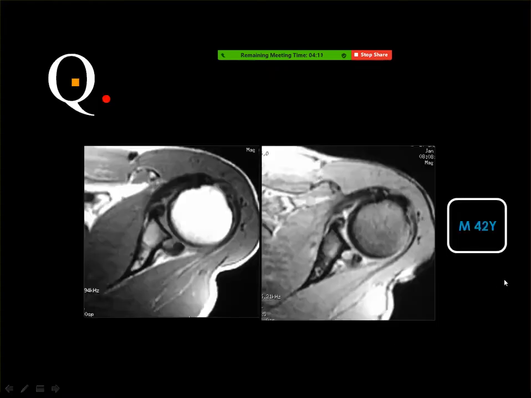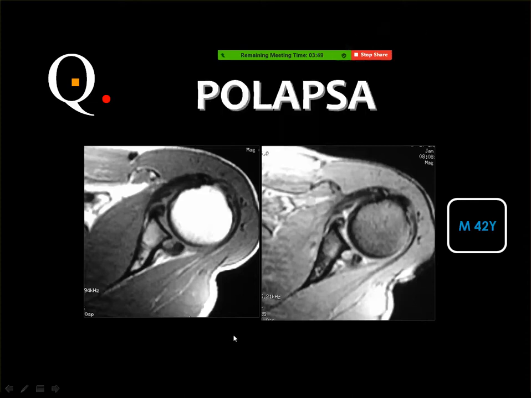And here is an MRI of the shoulder. Where is the lesion? I think this is reverse. Yes, you are right. Here is a prolapse, the reverse of an Ellipsa. Because of the displacement of the labrum posteriorly, but the periosteum is still intact, and this is the reverse of Ellipsa, which is known as prolapse.